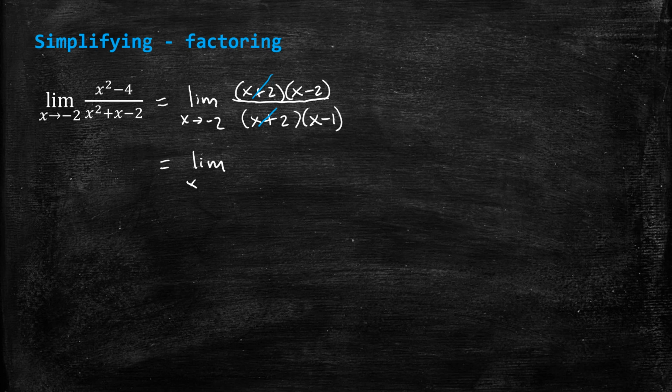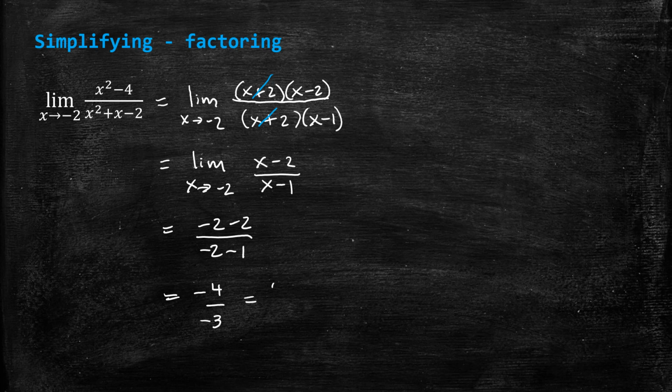So we get left with x minus 2 over x minus 1. Now let's just check. Can we plug -2 in by direct substitution? We would get -2 minus 2 over -2 minus 1, which equals -4 over -3. The answer is 4/3.